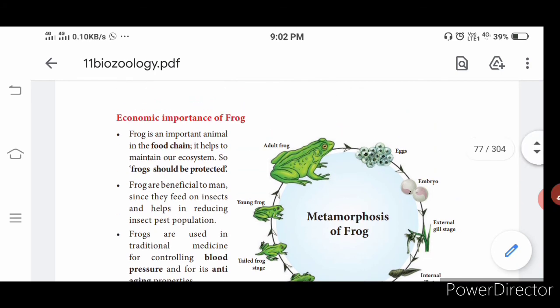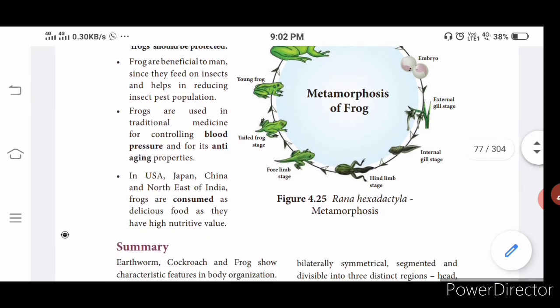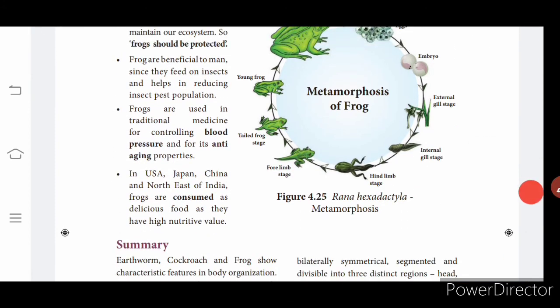See here, you have the economic importance of a frog. It is an important question. The frog is used in some treatments for controlling blood pressure. It also has anti-aging properties, and it plays an important role in the food chain to maintain balance. It is beneficial to mankind because it feeds on most of the insects, and in the USA it is consumed as a delicious food.